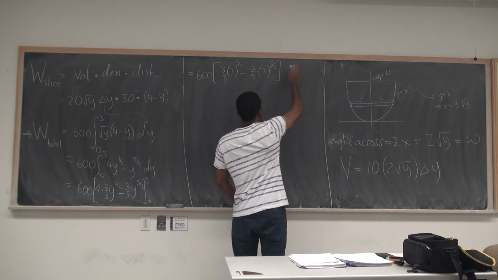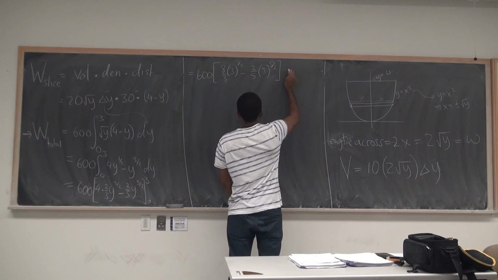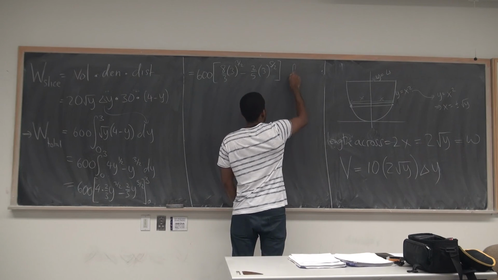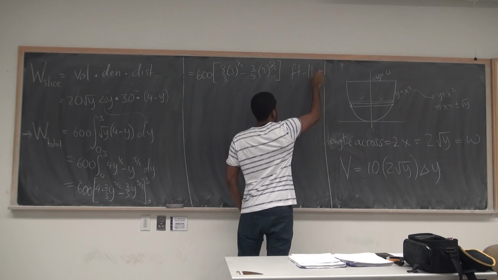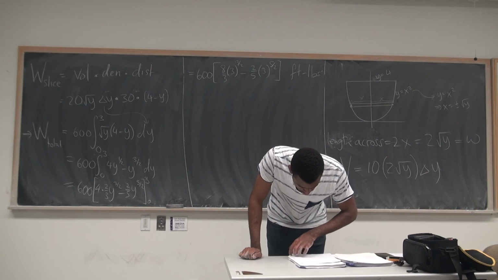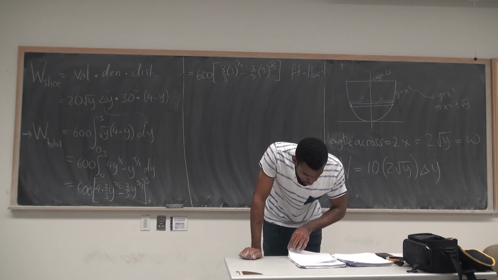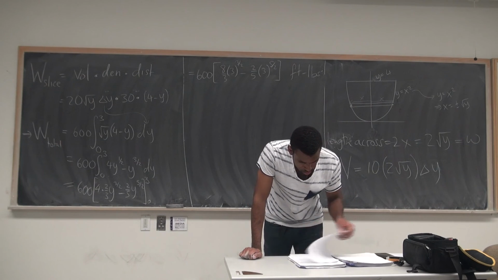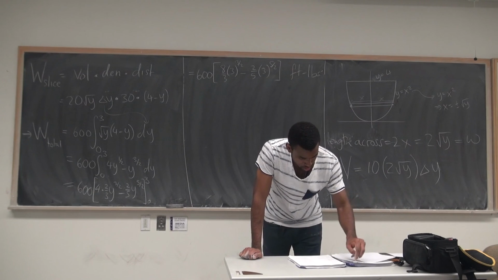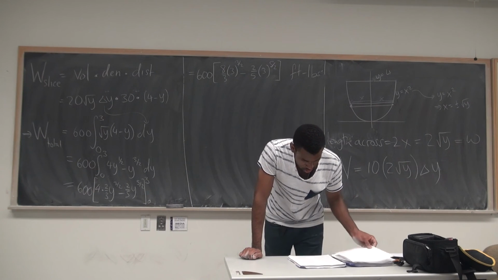And what's the units here? Work done, so it would be foot-pounds, because our lengths are feet and pounds is our unit of force. That's it. That's work. Those are the general principles.